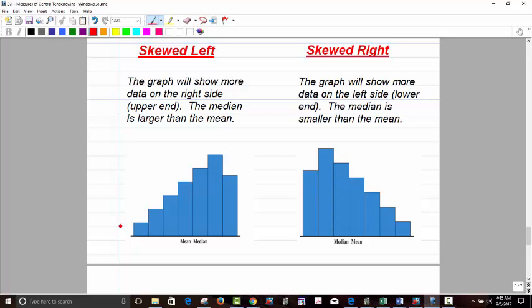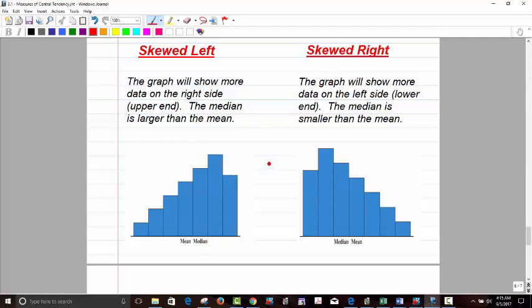Heavier to the right means skewed left, and the cute little quip that the book said was, imagine if you were skiing down off the top of this slope, you would be skiing to the left. I don't know if that helps or not, but I thought that was an interesting way to say it. You ski left, so therefore it's skewed left. Just like here, heavier data is on the left side, the lower end, that's actually skewed right, because you'd ski right. So for skewed left, the median's a larger number. Skewed right, the mean will be a larger number.